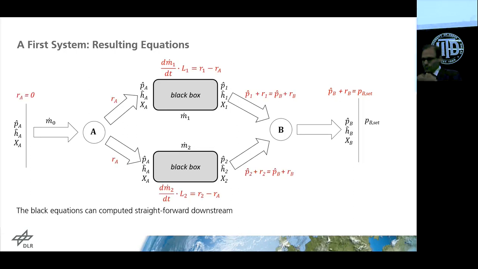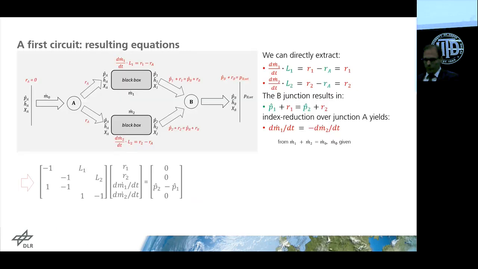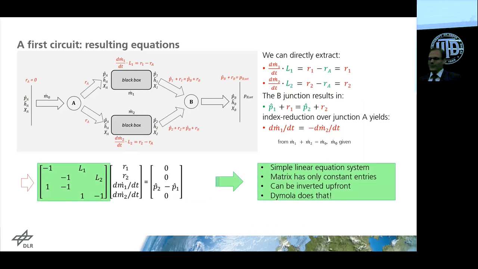And then we end up with equations for the inertance. And if we look at how they are structured for the inertance and the mass flow, I'll go a bit quick, you have to believe me now, you have, and this is guaranteed, a simple linear equation system for that. Actually, it's even better in this case because I have only constant entries in the matrix, so I can compute the inverse up front and simply do a matrix vector multiplication.